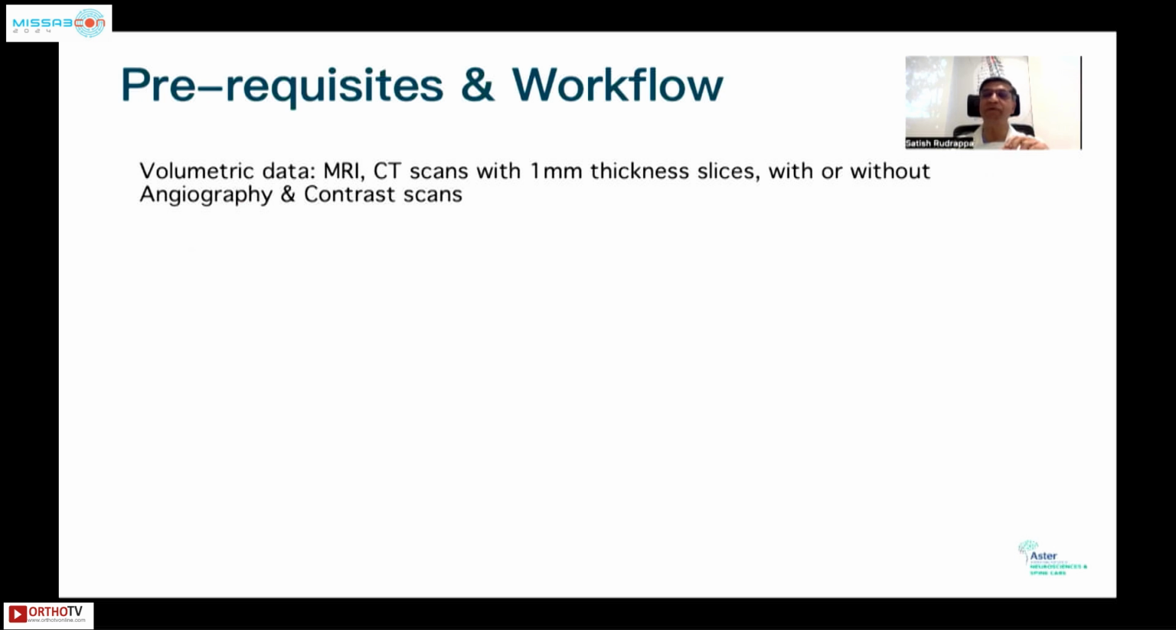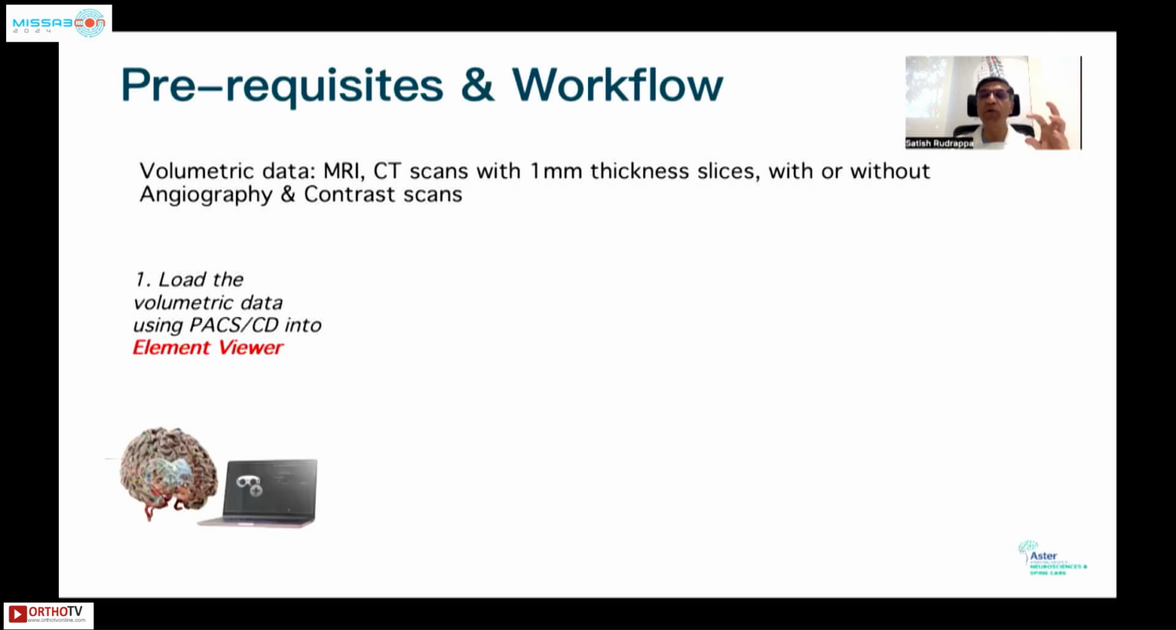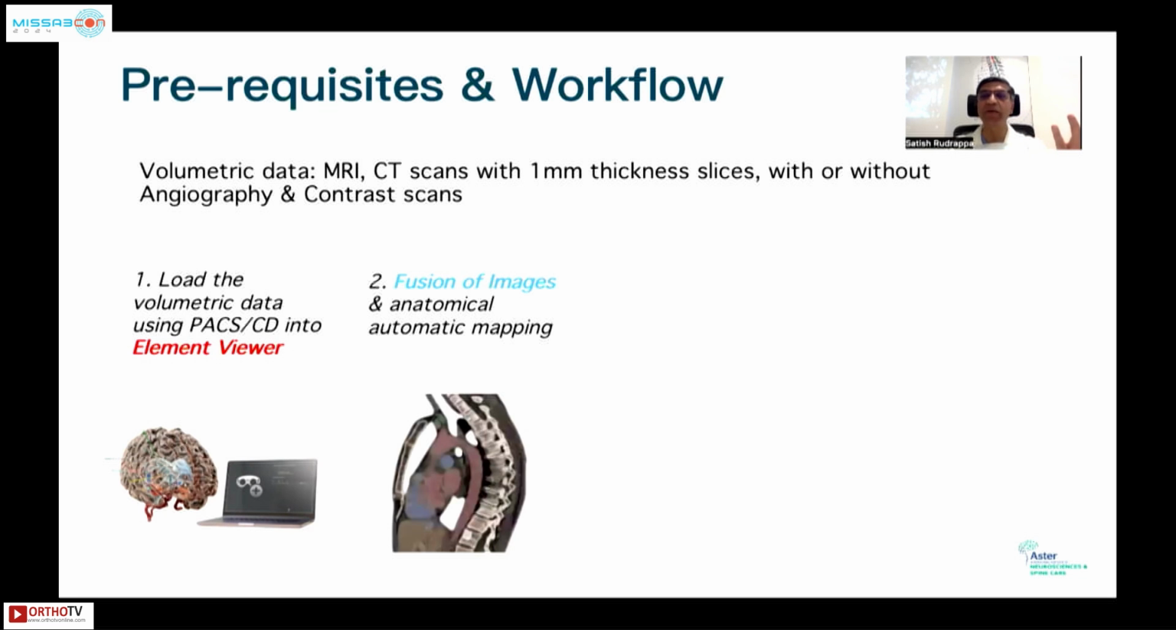The prerequisite and the workflow for all this is that we require volumetric data of any of the images, CT, MR, or a PET scan, which has to be 1 mm thick slices, with or without contrast. Sometimes you can use angiography also to depict what exactly you want to do in that structure. We load this in what is called the Element viewer, which is available with BrainLab technology, and we put it through the PACS system. It comes to this Element viewer on the computer.